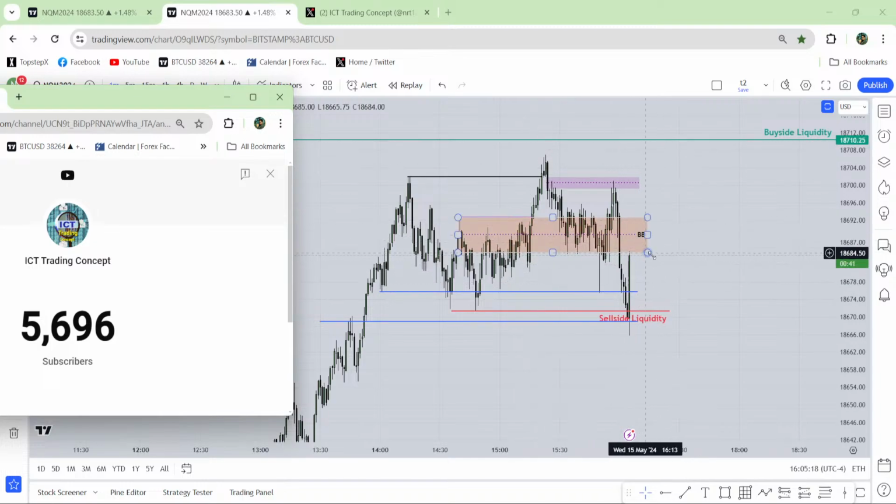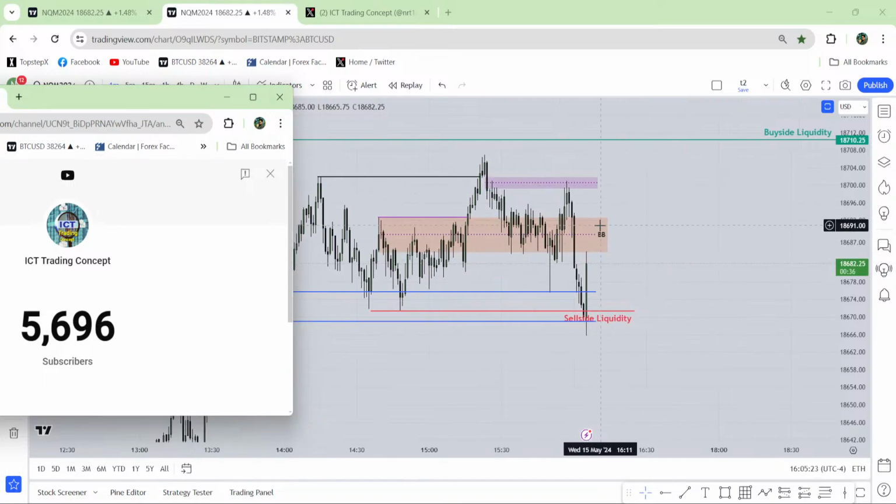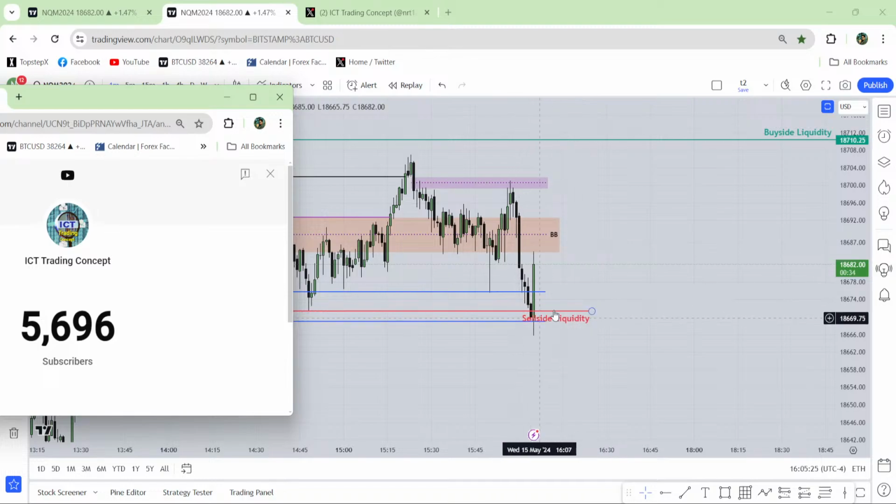I'll just kill the market. I don't care about anything, I'll just kill it. If it goes now for the buy side liquidity after taking this sell side liquidity and rejecting from that 15-minute fair value gap, I'll just kill the market. I'm just joking. Don't give me a case.